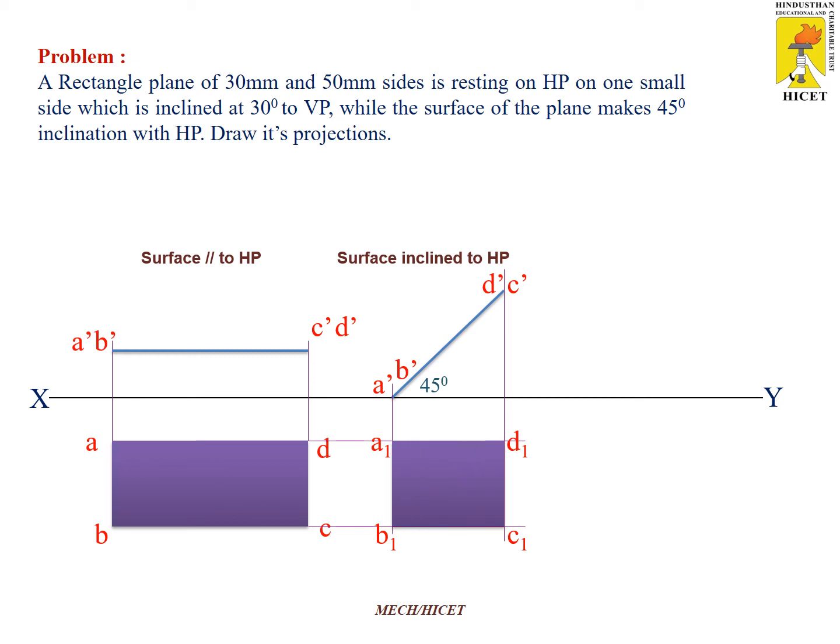After marking, you can see from the top view that it looks like a dimensional difference in the rectangular plane. Okay, after drawing this, in the question they have given that the same plane is also inclined at 30° to VP.